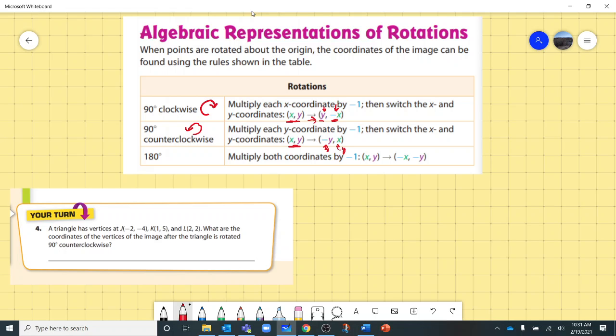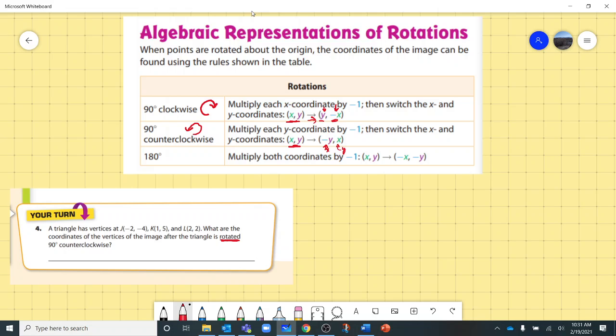All right, a triangle has vertices (-2, -4), (1, 5), and (2, 2). I like triangles. They only have 3. Squares and things have 4. If we had polygons, many. Okay, what are the coordinates of the vertices of the image after a triangle is rotated? Okay, so we're doing a rotation, which of course that makes sense because this video is about rotations.